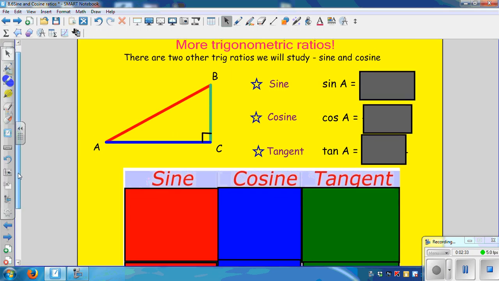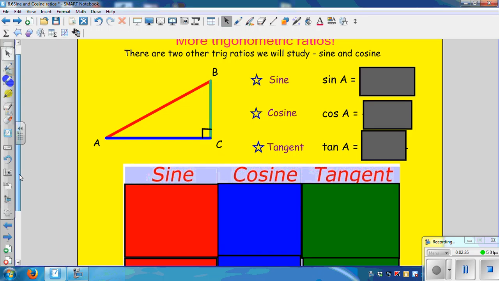Besides tangent, we have other trigonometric ratios that we can work with. There's 2 others. We're going to study sine and cosine. So if we're looking at angle A, in terms of tangent, it is BC over AC, opposite over adjacent.